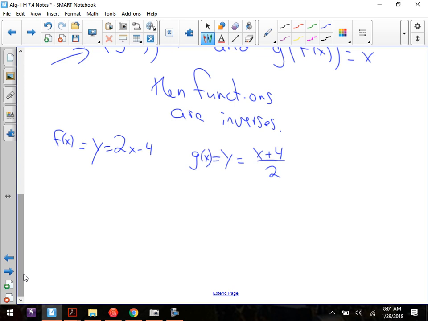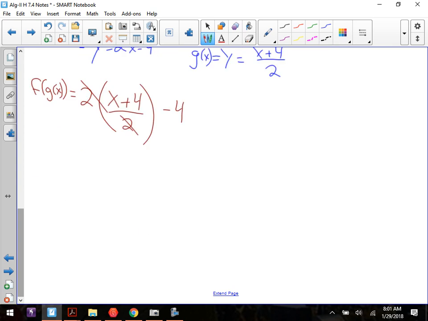So let's see here. G of x equation is x plus 4 over 2. Now that's playing the role of the x value in the f equation. So I take this times 2, and I subtract 4. Well, order of operations, let me symbolize this. What's 2 into that? What happens with 2's? They cancel. So then I get x plus 4 minus 4, which is equal to x. Okay.